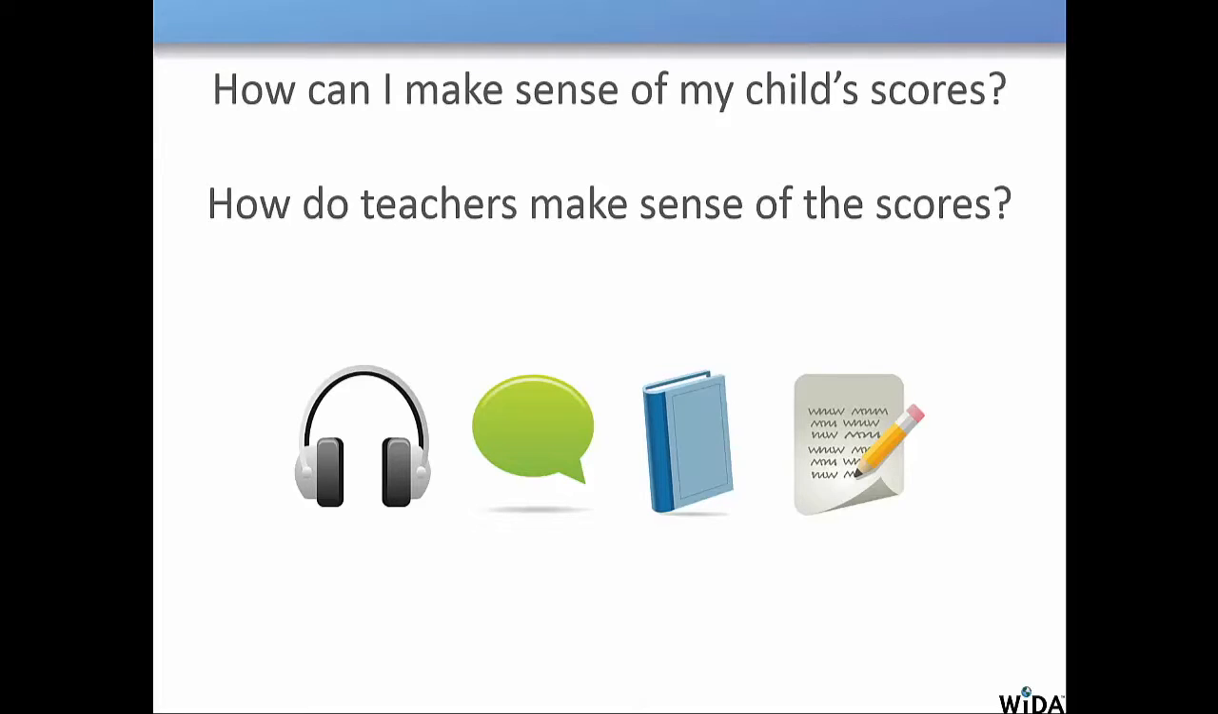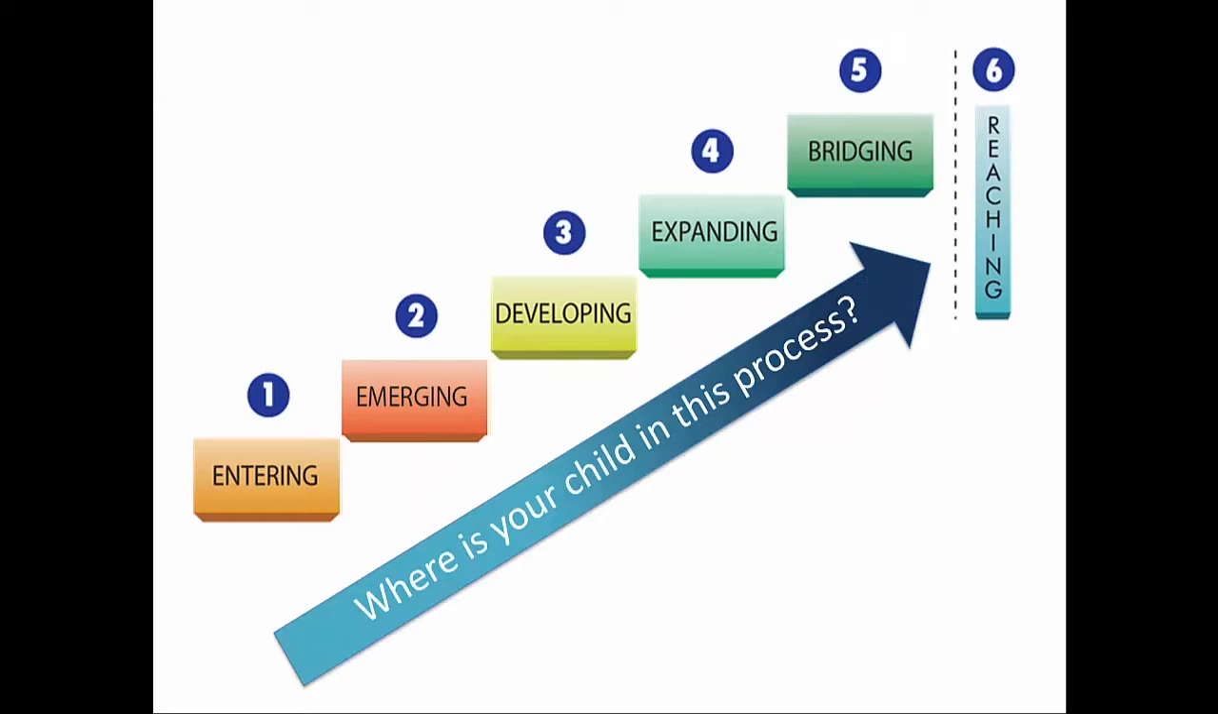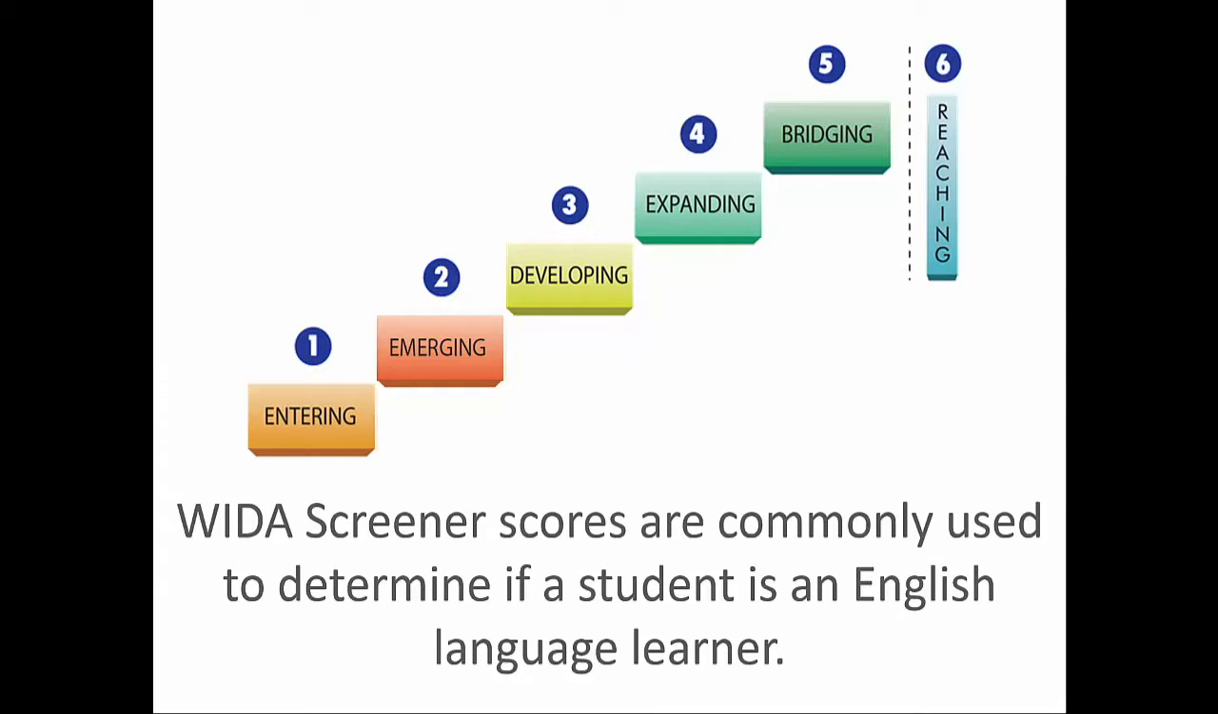Let's talk about how to interpret the scores, or how to make sense of the scores. The scores from WIDA Screener for grades 1 through 12 correspond to the 6 levels of English language proficiency defined by WIDA. The WIDA levels of English language proficiency are important to know and understand because they describe what students at each of the levels can do with the English language when they have the appropriate supports or additional help. It is important to know and understand what the WIDA Screener scores mean because they are based on the WIDA levels of English language proficiency and are commonly used in the WIDA consortium to identify students as English language learners.